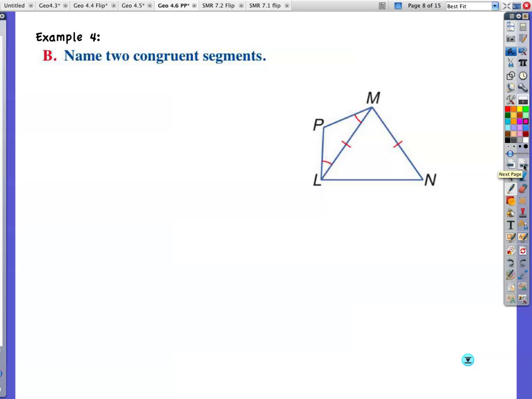Name two congruent segments. Well, we're not taking the ones that are already on the picture. We have to find another set. So I've got these base angles that are congruent, so I can automatically say these sides are congruent. This side and this side. So segment PM is congruent to segment PL. Okay?